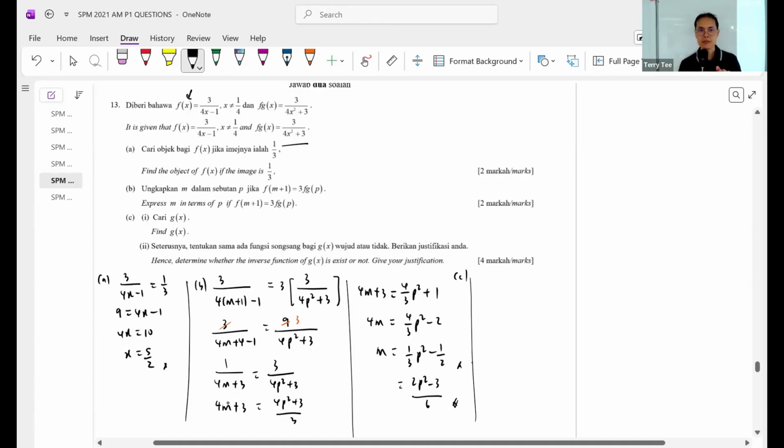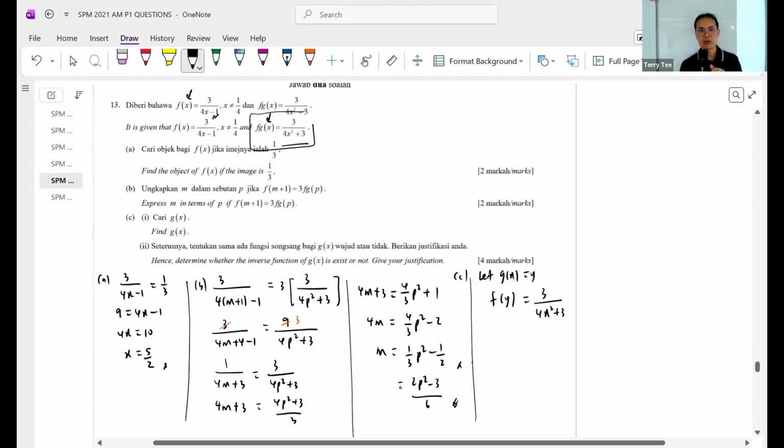Part C. Hence, determine whether the inverse function of g(x) exists or not. Okay, so before you find the inverse function of g(x), we need to find what is g(x), right? g(x) is a function inside. We need to find the function inside given the function outside. So the method of solving this is this. We let whatever inside becomes y. This is the substitution method. So if your function inside g(x) is y, we know f(y) is now 3 over 4x squared plus 3. Guys, this is your f(g(x)). Your g(x) is y. Okay, now we know f(x).